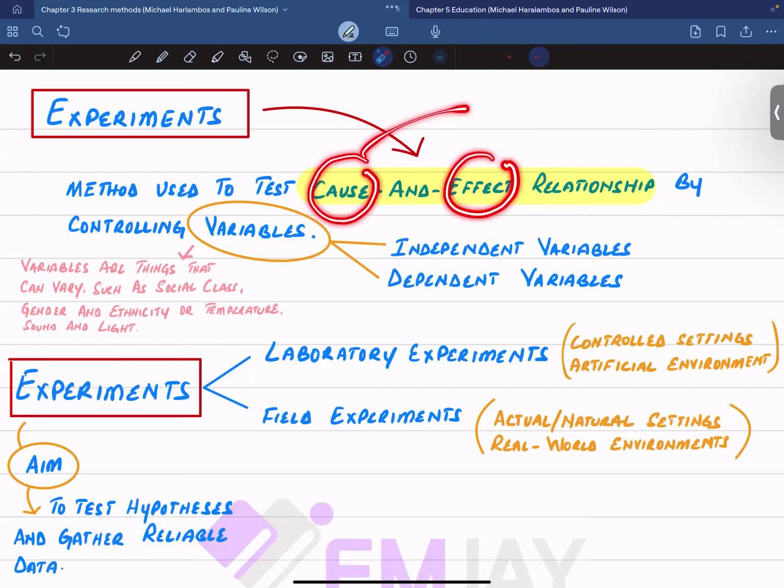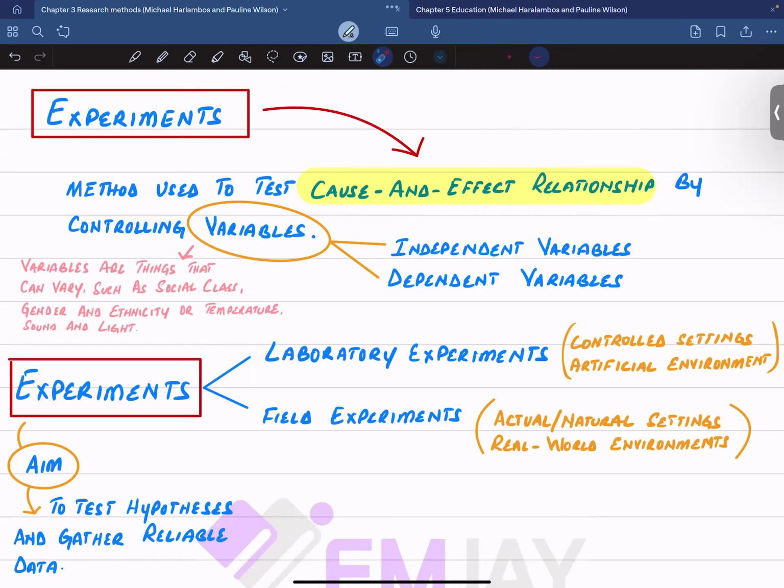Now the cause over here is also referred to as the independent variable and the effect is referred to as the dependent variable, which we would discuss in a bit. So an experiment is seen as a method used to test cause and effect relationship by controlling different variables. So when you're conducting an experiment, typically what you do is you try to test the cause and effect relationship by controlling different variables. For this, it is pretty important that we understand what the word variable means over here.